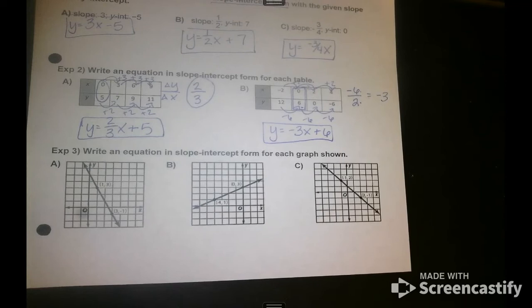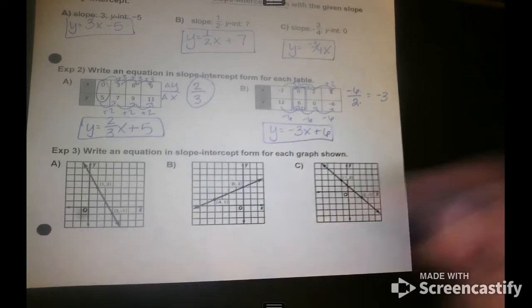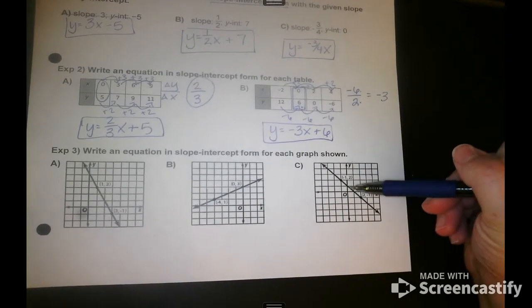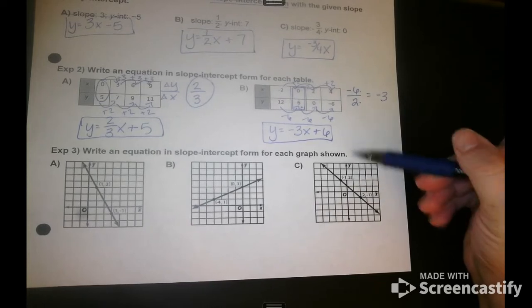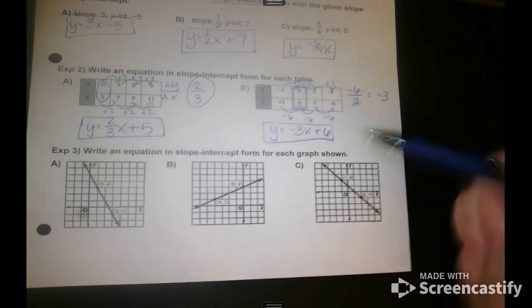Now, what is an interception in football? It's when the person on defense catches the ball, picks it off. This is how I made it memorable for 8th grade. When we thought about y-intercepts, we thought about where the y-axis intercepts the line. It's intercepting the line.